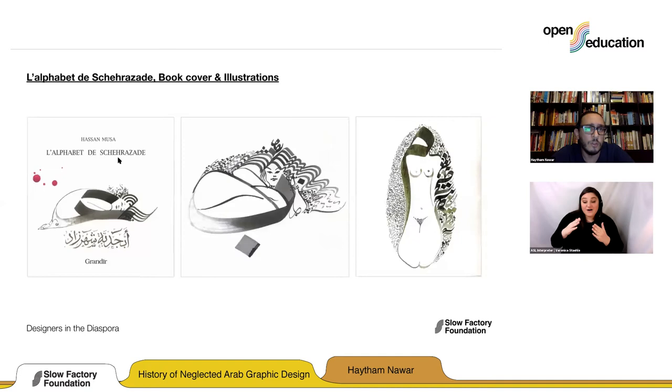And this is the one that's called the Alphabet du Shahrazad, which is the alphabet of Shahrazad. If you know about the story of Shahrazad, using the female figures to write the Arabic alphabets, like the 29 letters of the Arabic alphabets. If you want to find them online, it's Grandier. That's the name of the publishing house. You'll find them. Unfortunately, they are all in French.